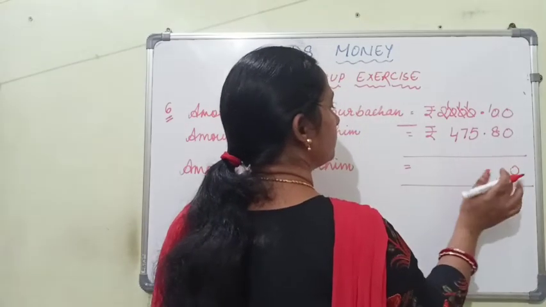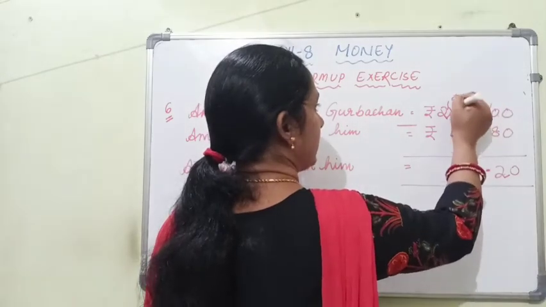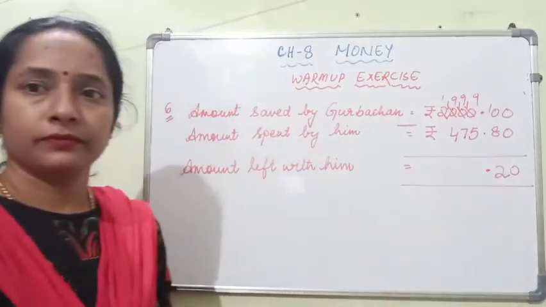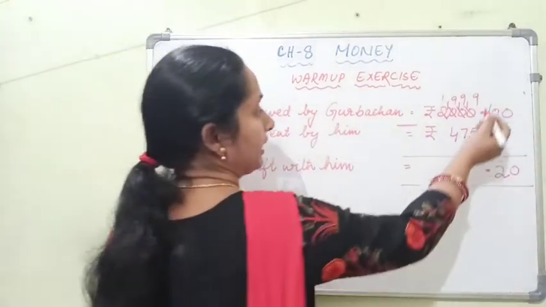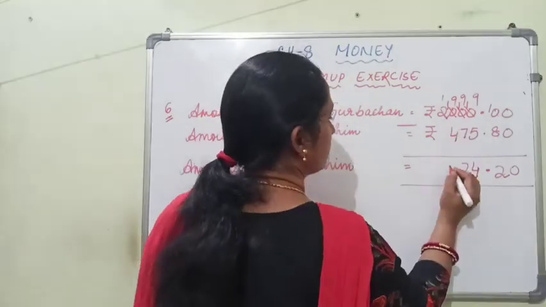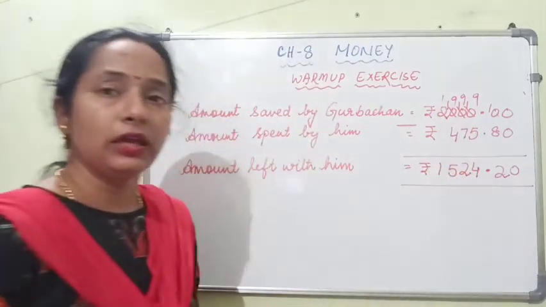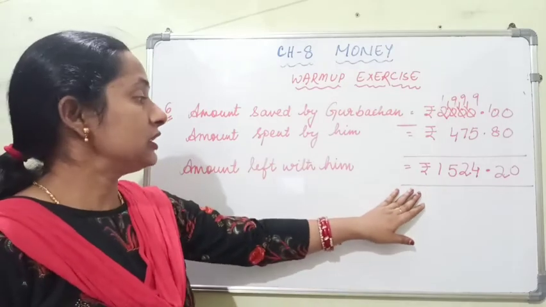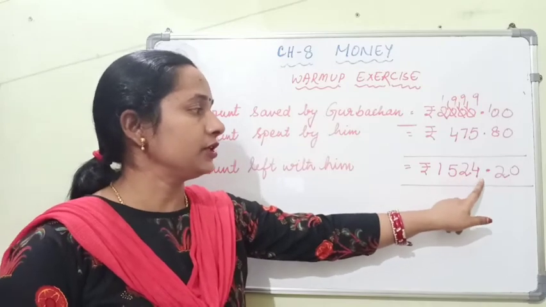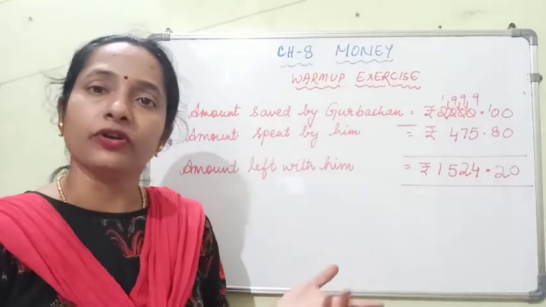Here 9 will be remained. 9, 9 and 1, right? Now 9 minus 5 is 4, 9 minus 7 is 2, 9 minus 4 is 5 and 1 is left here. So children, can you see how much amount Gurbachan is left with? He is left with 1524 rupees 20 paise after spending some money from his savings.